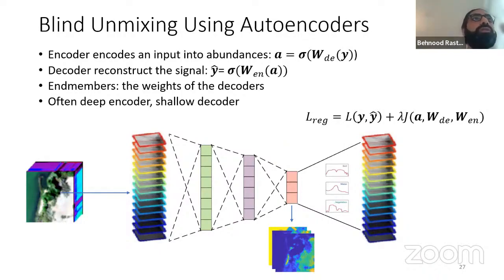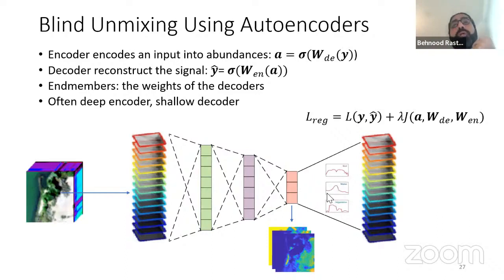There is another question. I read the question: in unmixing using autoencoders, weights will be learned only for the encoder. As you have mentioned, the weights of the decoder will be the values of the endmembers.